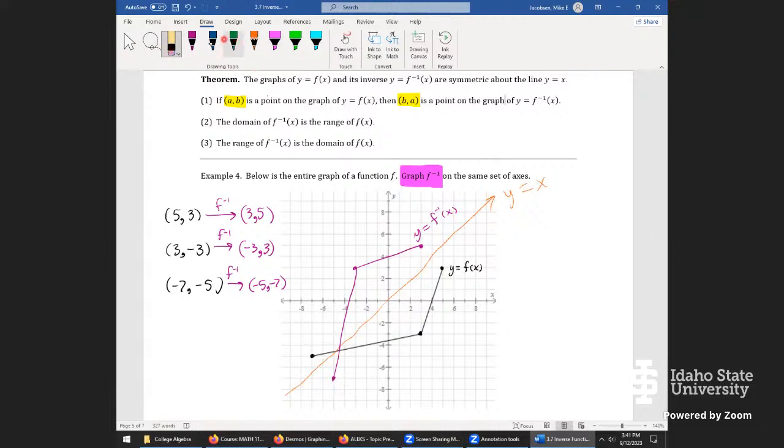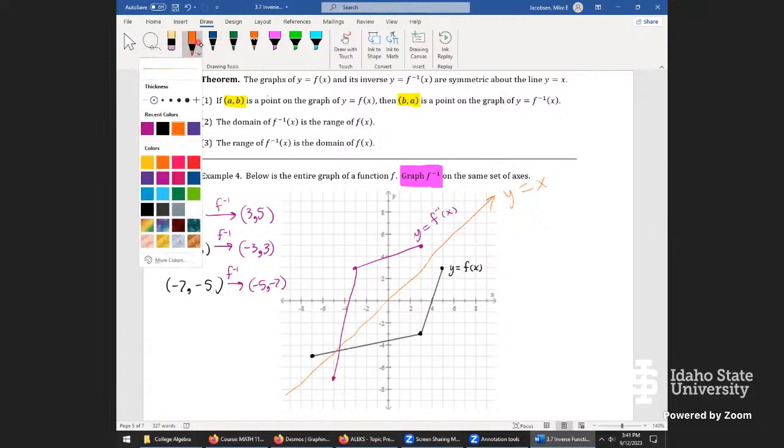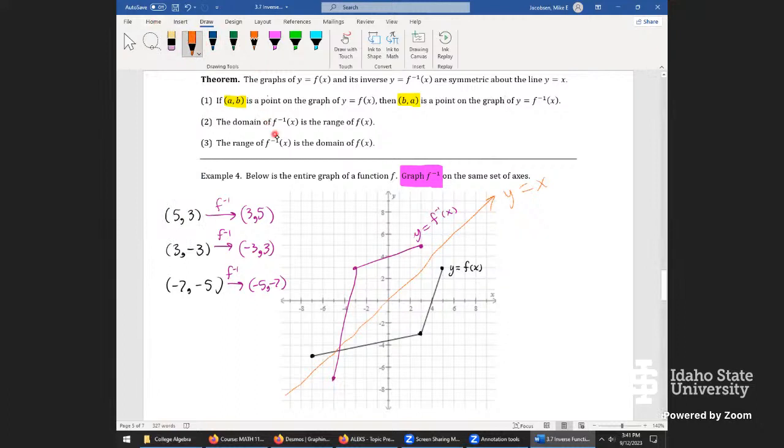Okay, so there's a little bit more to the takeaway on this theorem. If you have to find the domain of f inverse, it's actually not so bad. It's the range of f of x. And likewise, the range of f inverse is the domain of f of x. So if you know the domain of this function, f of x, the domain of f would be, let's see, goes from -7 all the way to 5. That'll be with brackets.